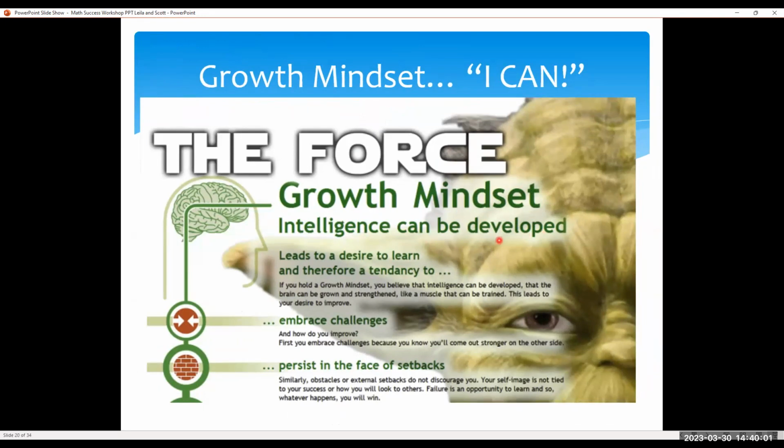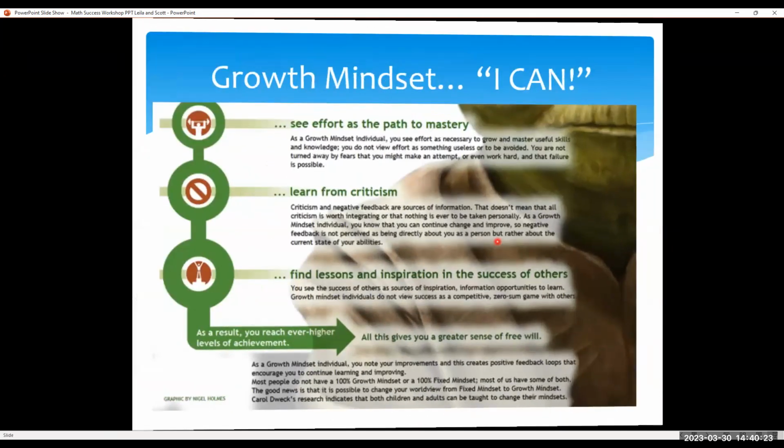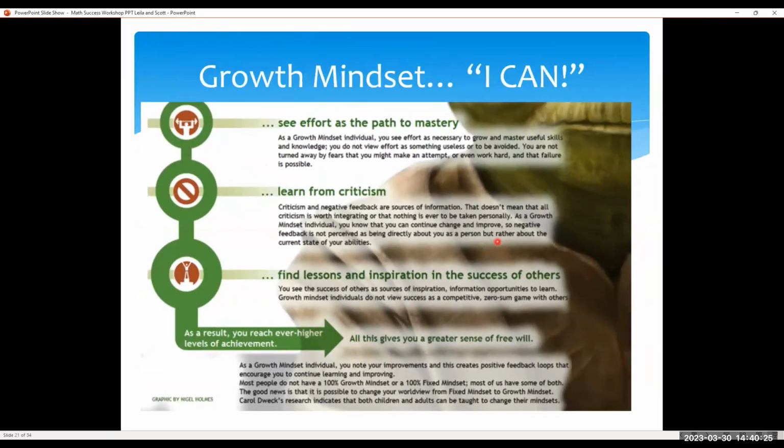Okay. So the growth mindset, what does it mean? Intelligence can be developed. I don't have to stay where I am right now. It leads to a desire to learn. And then you have these tendencies to embrace a challenge. Maybe the exam did kick your butt a little bit. That's just a challenge. You can overcome challenges. You persist in the face of a setback. What else? You see effort as the path to mastery.